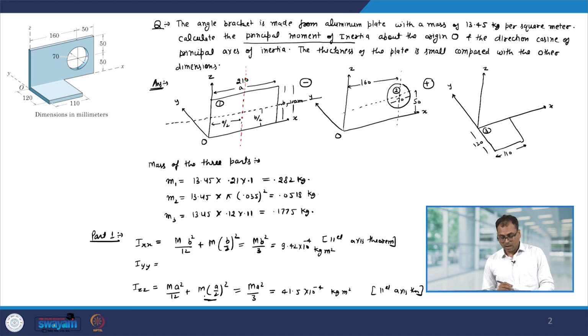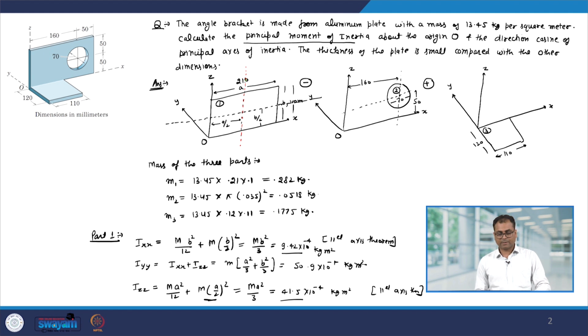Okay. Now, Iyy will be Ixx plus Izz. So, that is equal to m into a square divided by 3 plus b square divided by 3, and that is equal to this plus that. So, it comes out to be 50.9 into 10 to the power minus 4 kg meter square.